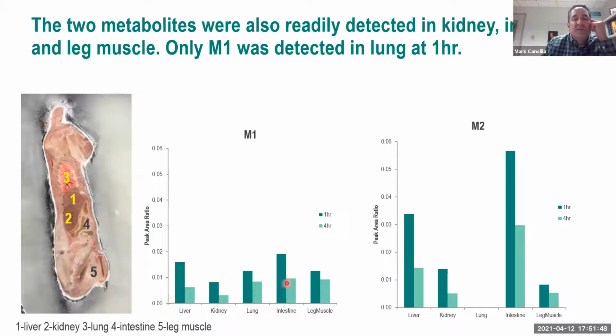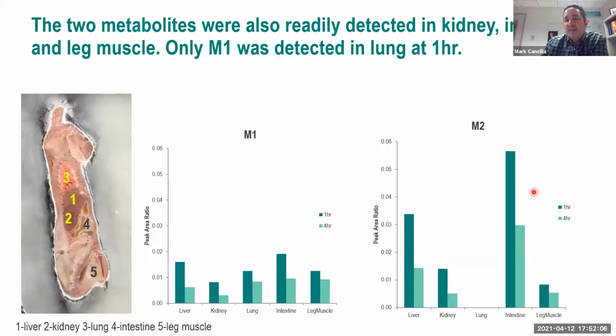For M1, the levels were quite low. I mean, it's hard to say, it's not quantitative, but just based on the peak area ratios, it was pretty evenly distributed throughout the organism in the mouse. And it was a little bit in the lung, but nothing to say it was sequestered.